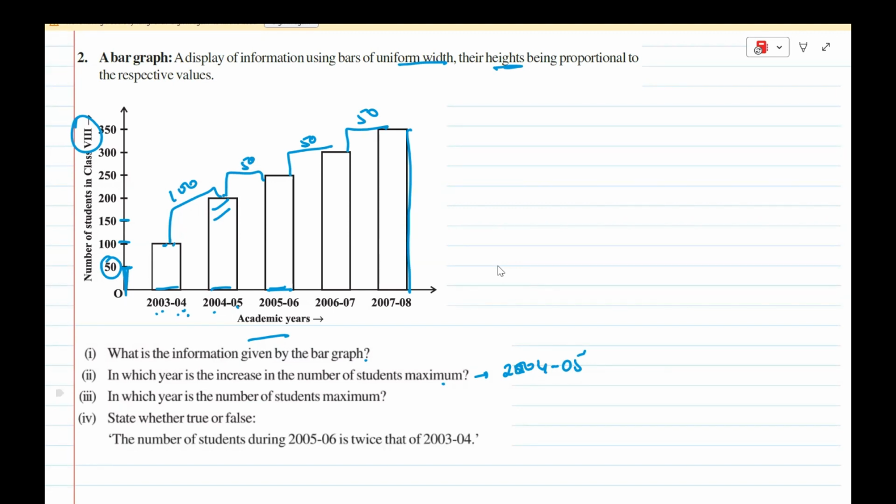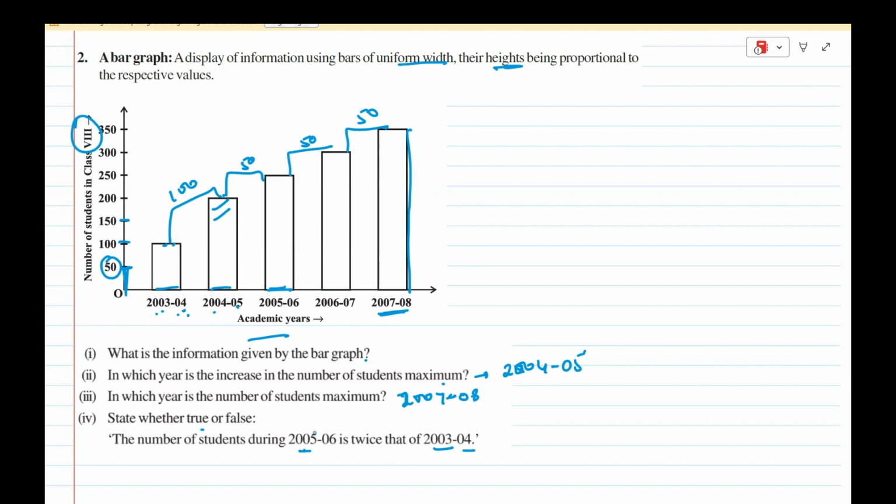Now, in which year is the number of students maximum? Definitely I can see 2007, 2008. So it is 2007 and 08 in which there are the maximum number of students. Number of students during 2005, 2006 is twice that of 2003, 2004. We have to say whether true or false.